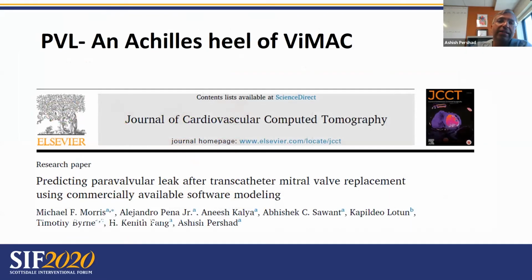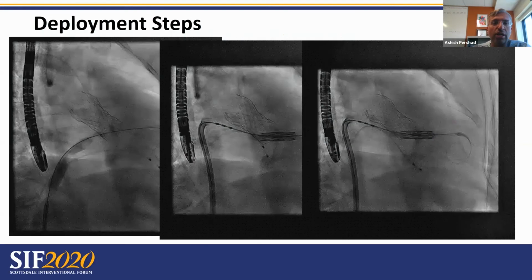Another big Achilles heel for valve in MAC is paravalvular leak, and we've contributed to the literature with a recently available paper in the Journal of Cardiovascular CT that looked at predicting paravalvular leak after a replacement transeptally using commercially available software modeling. Mike Morris, our CT radiographer, was the primary author, and I was the senior author on this paper, in which we looked at a number of cases that were done and used conventional modeling.